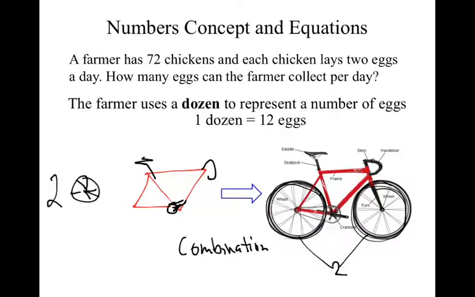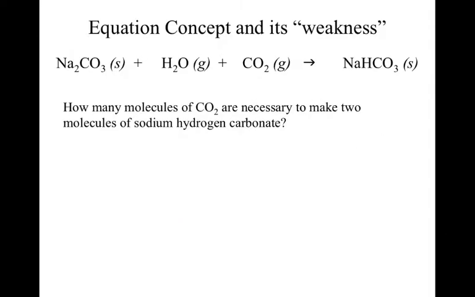So we can do these parallels into the real world. It becomes very difficult when we move into chemistry because what we're looking at is things at a very tiny scale. So realize that tiny scale does make things a little bit more challenging. So, the equation concept and now its potential weakness.